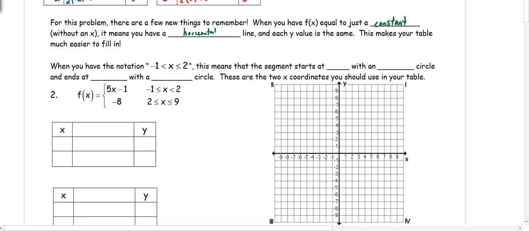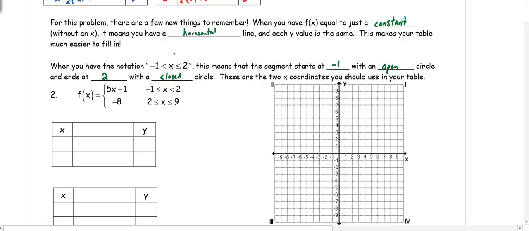Now, when we have the notation -1 is less than x, which is less than or equal to 2, this means that the segment is going to start at -1 with an open circle or an open dot because it doesn't have a bar under the inequality. It's going to end at 2 with a closed circle.